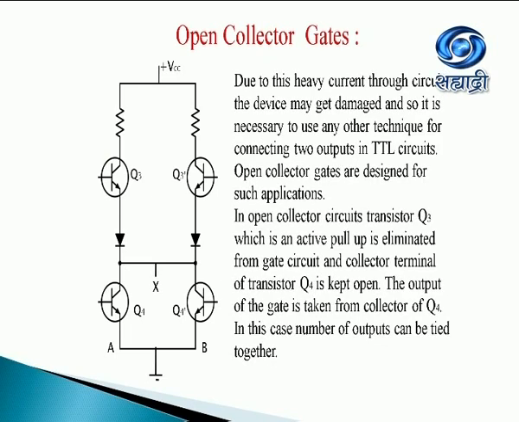Since Q4' is on, its resistance is small and it draws more current. Due to this heavy current through the circuit, the device may get damaged, and so it is necessary to use another technique for connecting two outputs in TTL circuits. Open collector gates are designed for such applications.